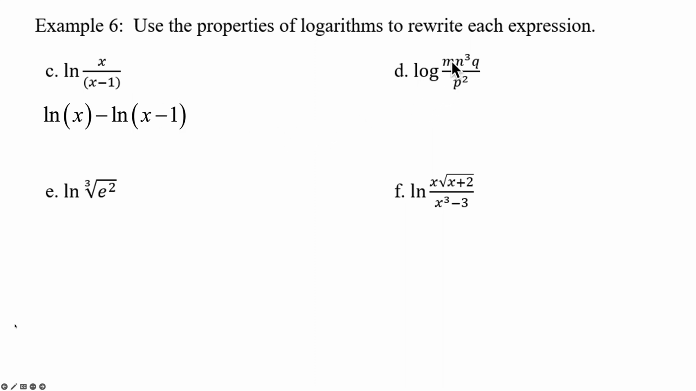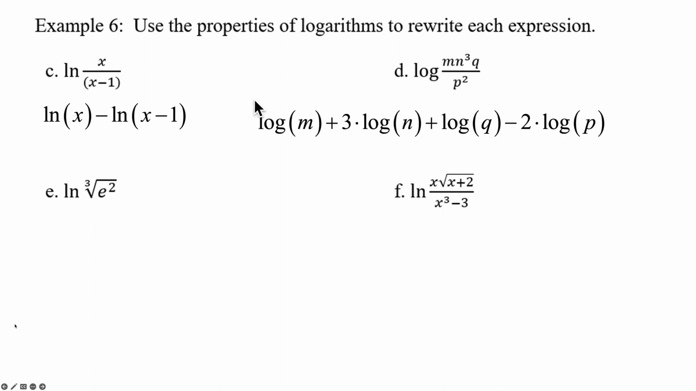D, here we have the log of m times n cubed times q all over p squared. 1, 2, 3, 4 factors, so we need 4 logs. The common log of m plus, now n cubed on the inside, you can move the 3 out to the front right away, so plus 3 times the common log of n plus the common log of q. Then p squared's in the denominator, so minus log p squared, move the 2 out to the front.